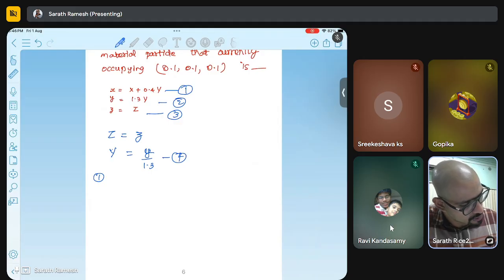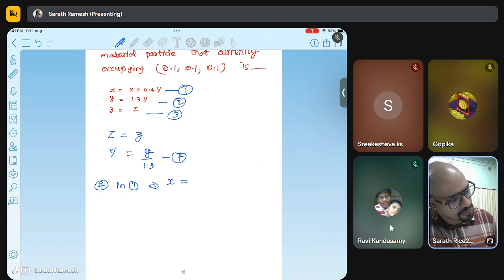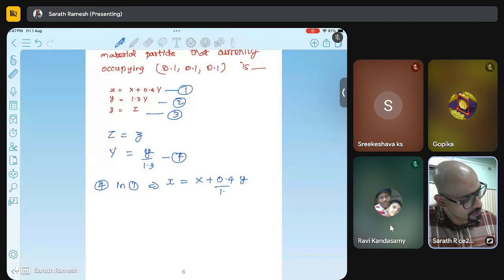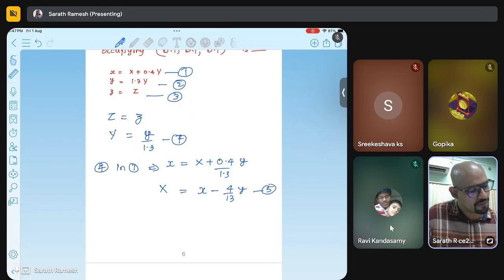Substitute 4 in 1, which implies small x equals capital X plus 0.4 times y by 1.3. So I want capital X, so I'm going to do it at that side. So 4 by 13 y. Okay, that's it, equation number 5. Okay, we have everything now.